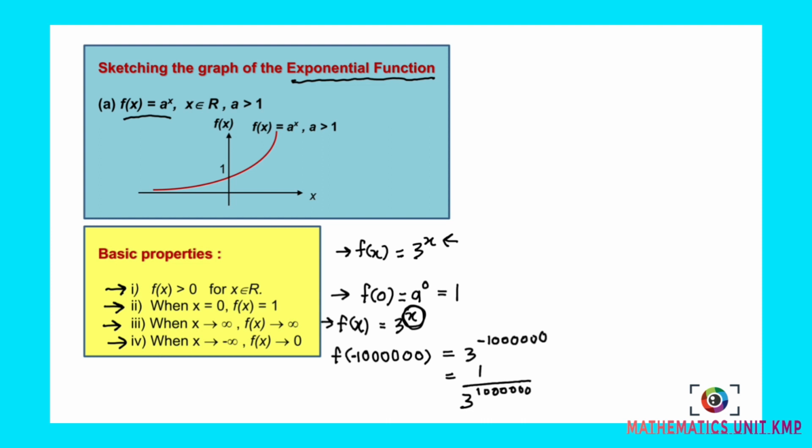You kira calculator, 1 divide by bigger number. Anything divide by big number, very big number, dia akan dapat nilai dia akan jadi lebih kecil. Sangat kecil sampai dia approaching 0. That's why as x approaching negative infinity, f(x) will be approaching 0. Do you understand all the 4 steps? Now we go to the sketching graph.